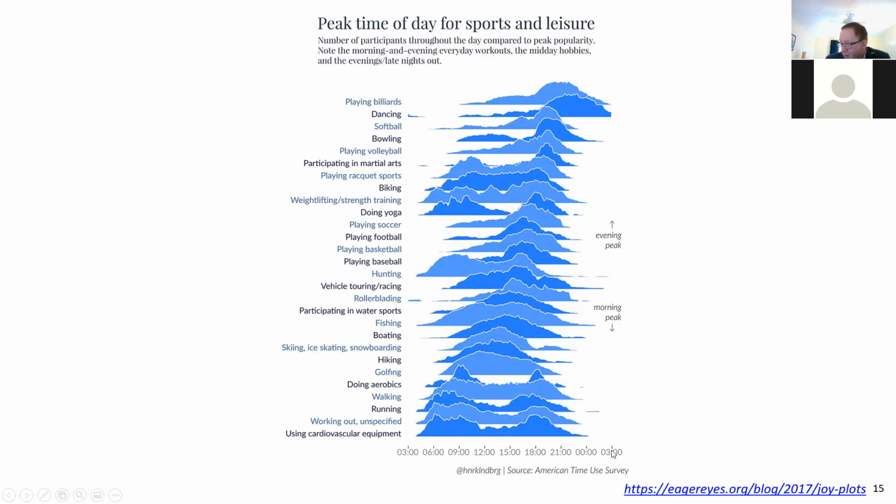Oh, no, this is midnight, 3 in the morning. So this is 3 in the morning to 3 in the morning. So when does dancing occur? When do people play billiards? When do people play softball? When do people bowl? Right? And you can just see how different exercises happen.